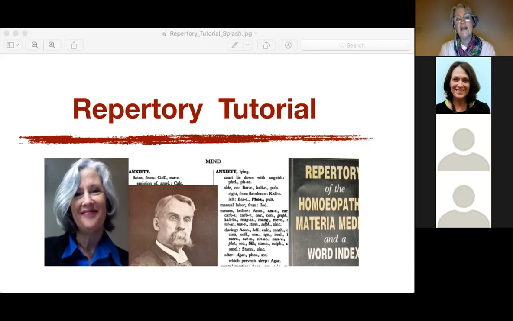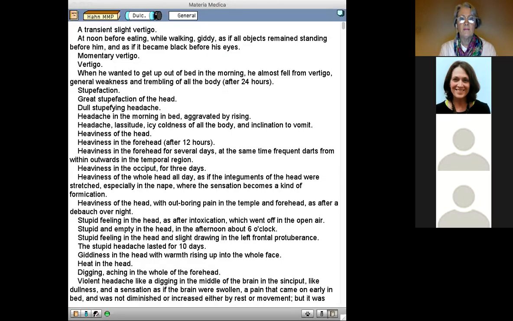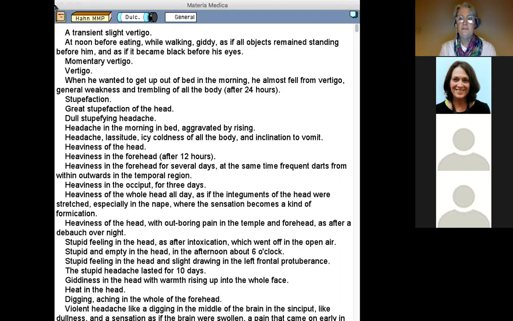All right, so let's look at an example of, say, a remedy like dulcamara, which is known by the common name of bittersweet, in Hahnemann's Materia Medica Pura. There we go. Are you guys able to see this? Okay. This is Hahnemann's Materia Medica Pura, and this is the remedy dulcamara.